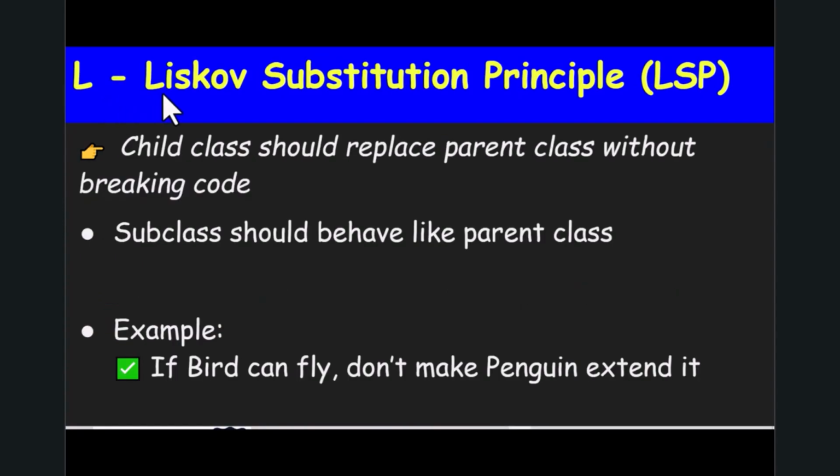Next principle is Liskov's substitution principle. The child class should replace parent class without breaking the code. In general, subclass should behave like parent class. Wherever we used parent class, it should not break anything. As a best example, if bird can fly, don't make penguin extend it because penguin can walk. Let me show you some real example.